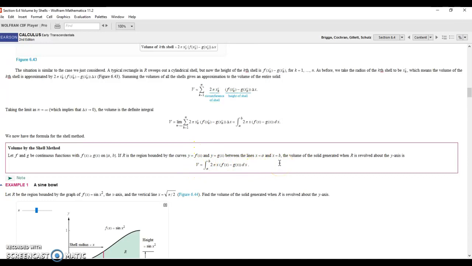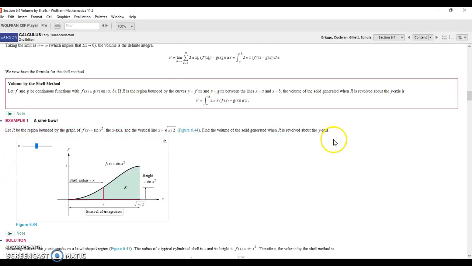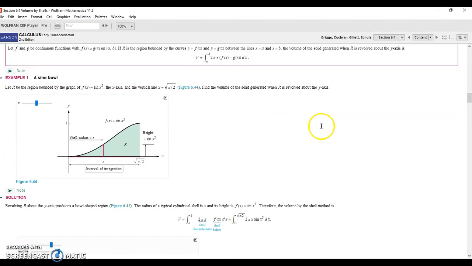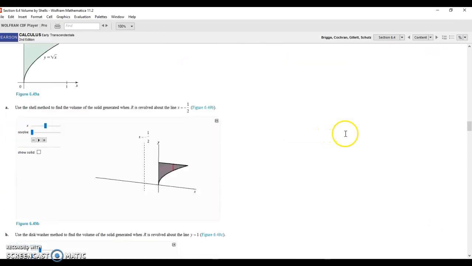So like I said, this gives us an easier way to do the volume of some shapes. It's worse for some, better for others. That's just kind of how these things work. So we have another method in our toolbox. So we're going to look at two problems.